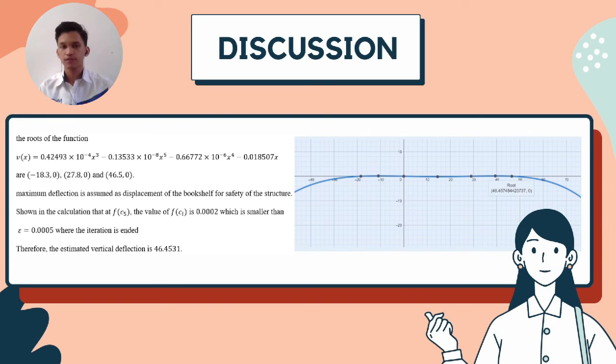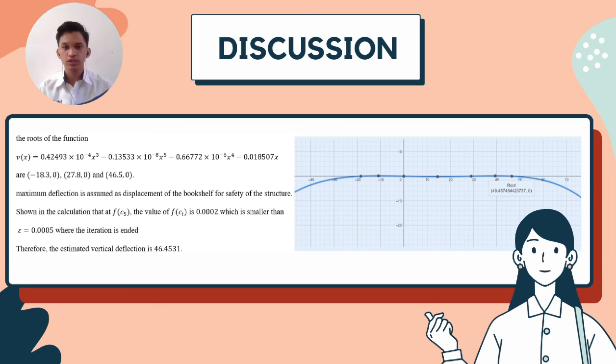As we can see from the figure, the roots of the function V(x) equal to 0.42493 multiplied by 10 to the power of -4 multiplied by x to the power of 3, minus 0.13533 multiplied by 10 to the power of -8 multiplied by x to the power of 5, minus 0.66772 multiplied by 10 to the power of -6 multiplied by x to the power of 4, minus 0.018507 multiplied by x. We get the answers -118.30, 27.80 and 46.50.